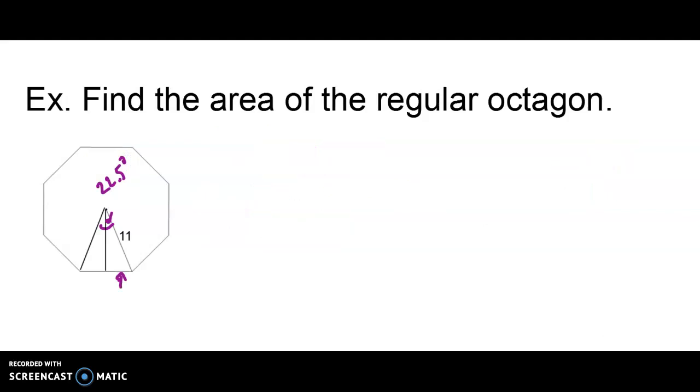All right, now that I've shown you that top angle in the right triangle is 22.5 degrees, and it's not a special right triangle, I want you guys to try and find the area of that octagon on your own. Go ahead and pause the video, and then we'll go over the answer.